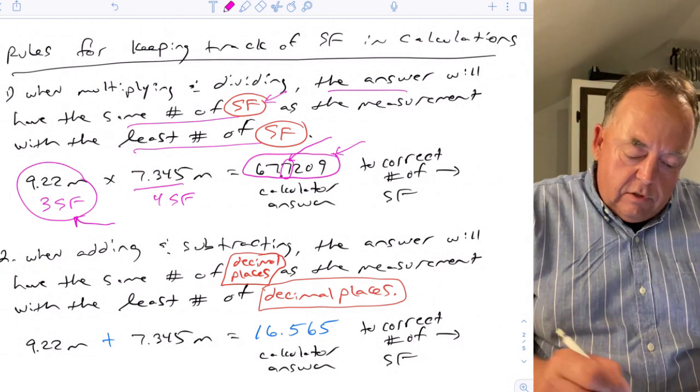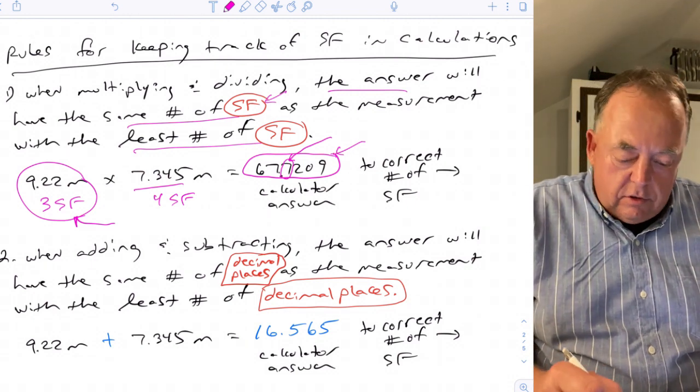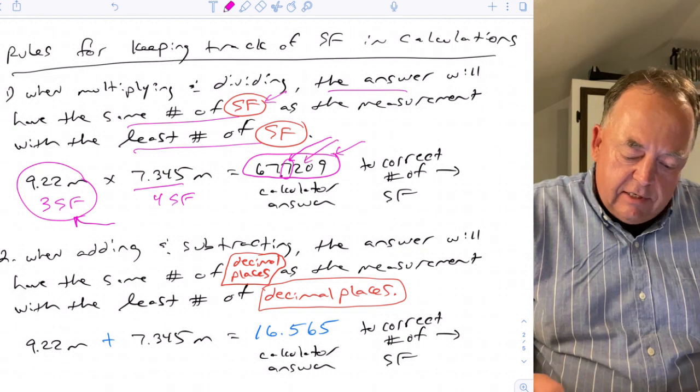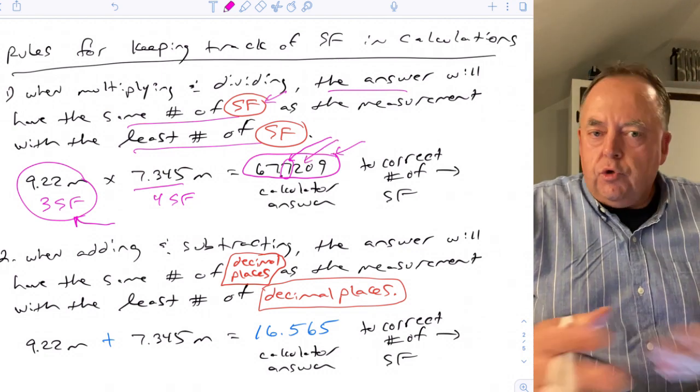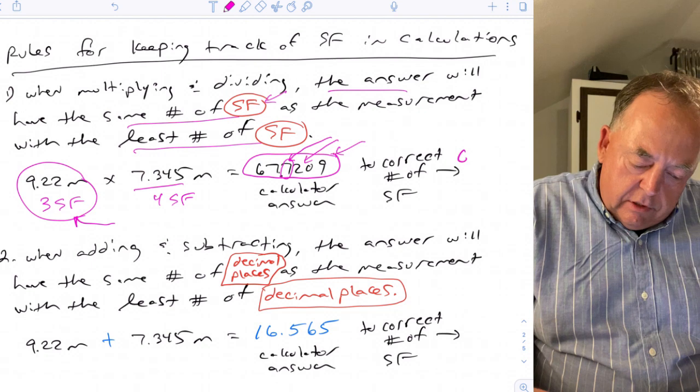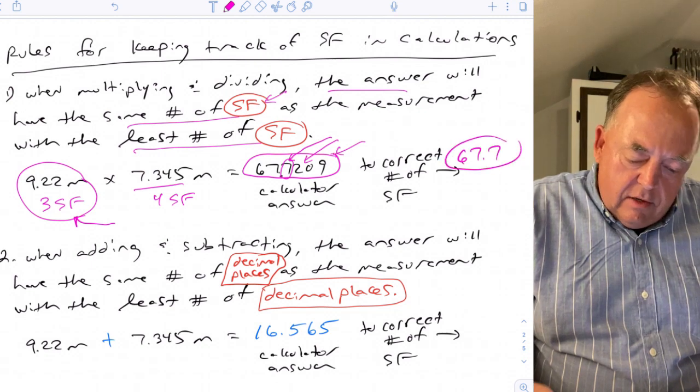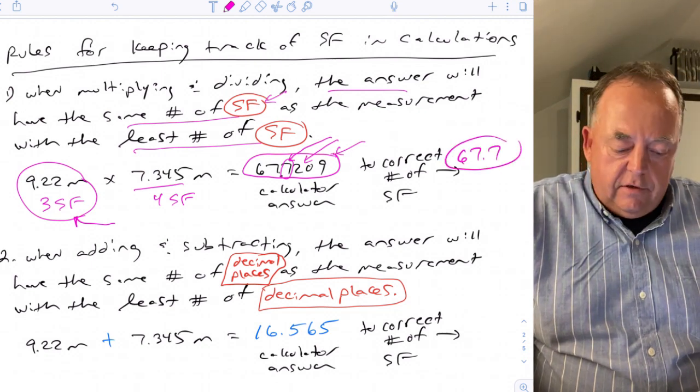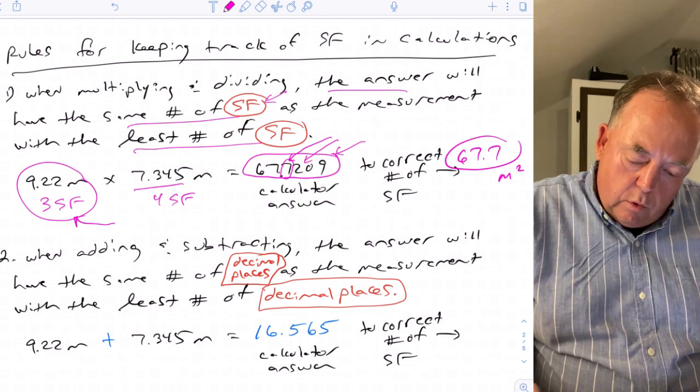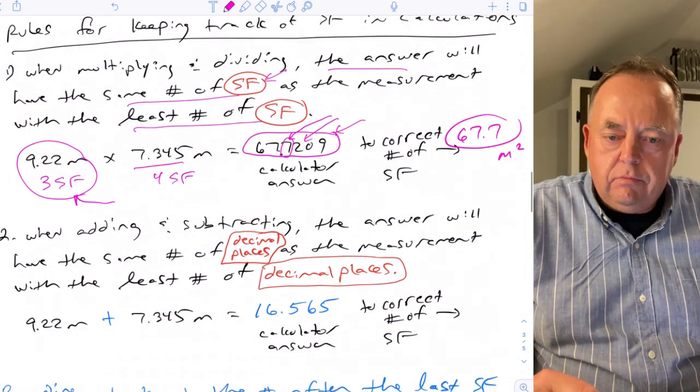So what you now have to do is round. So the next number after the 7 is less than 5, so you just drop those numbers, right? So this would be 67.7 would be your answer to 3 significant figures, and that would be meters squared if you're keeping track of units, which you should be in this class.